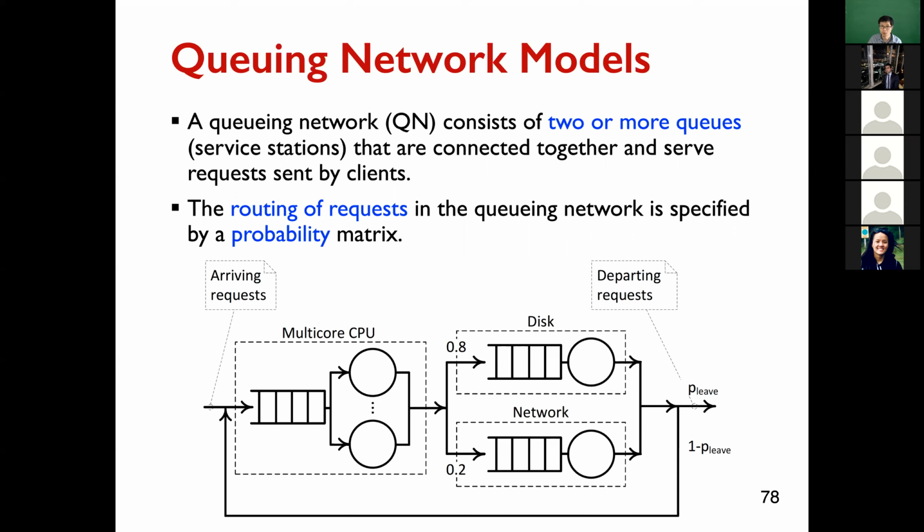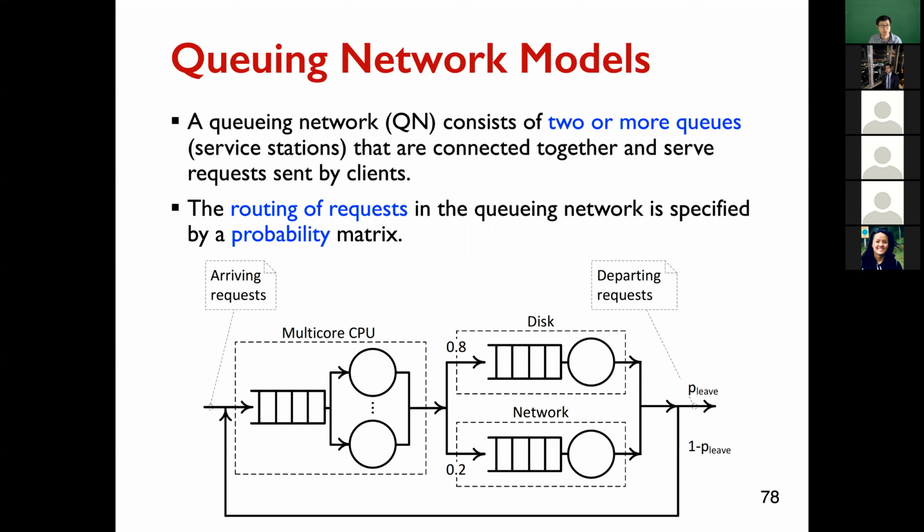And we have a queue for network, right? So what does it mean here? And we see some numbers, 0.8, 0.2. What does it mean? Here, it means we see an arriving request and a departing request.